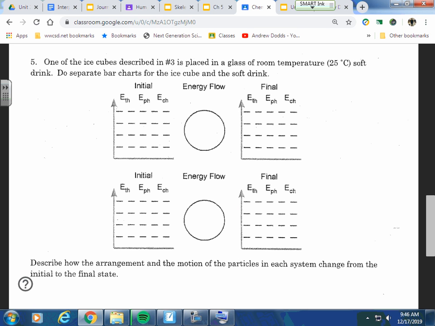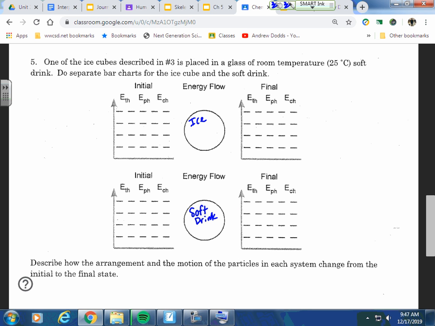On number 5, I know some people were confused, but what it's saying is you've got ice cubes described in number 3, you put them in a soft drink, and do the energy flow chart, just like we did the other ones. What it means is, one time, think of the ice cube as the system. So how is the energy changing? Is it an exothermic process? Is it an endothermic process? And the other one, think of the soft drink. What if that was the system instead?